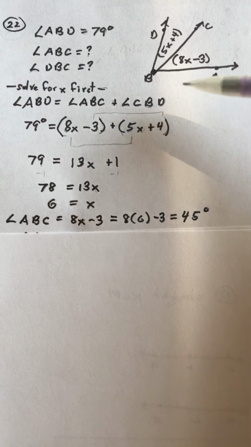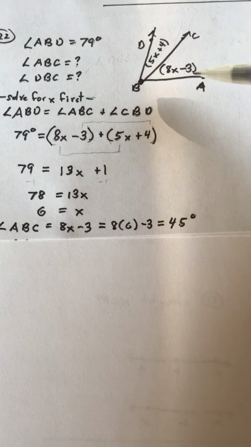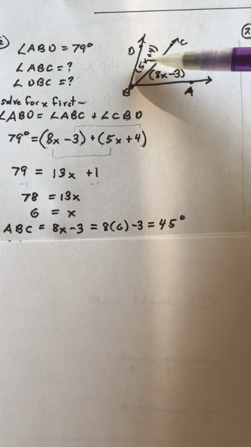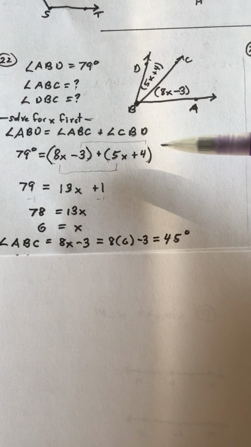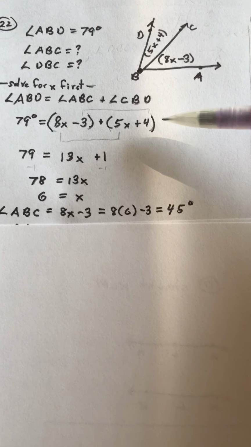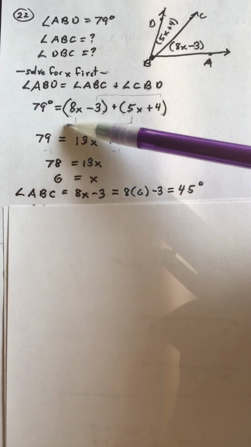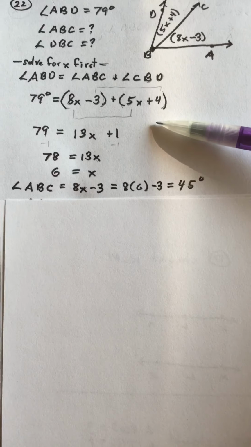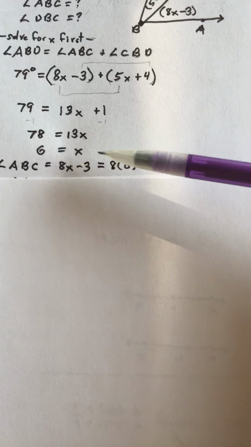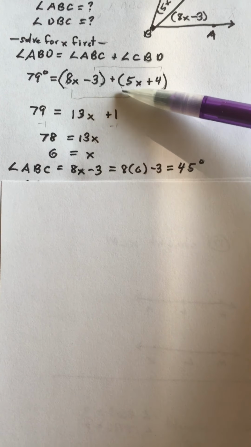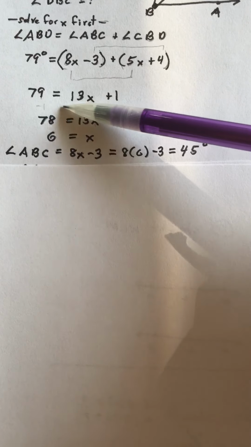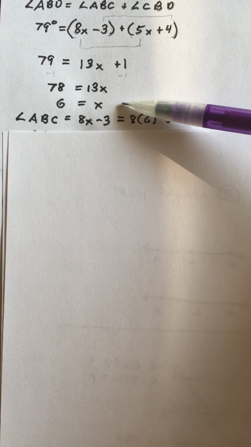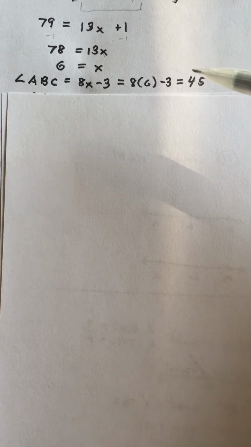So we know that this total angle, ABD, is equal to the component angles, ABC and CBD. So ABD is equal to angle ABC plus angle CBD. Plugging in the values that they gave us, 79 degrees is equal to 8x minus 3 plus 5x plus 4. Simplifying, by bringing the x terms together and the numeric terms together, I get 79 is equal to 13x plus 1. Subtracting 1 from each side, 78 is equal to 13x, or x is equal to 6.